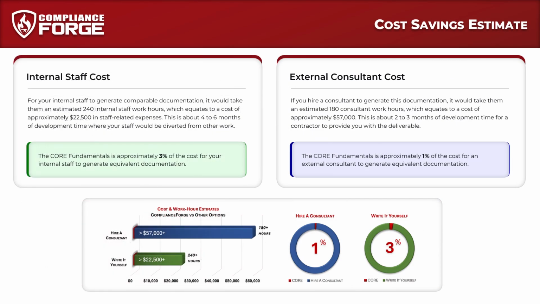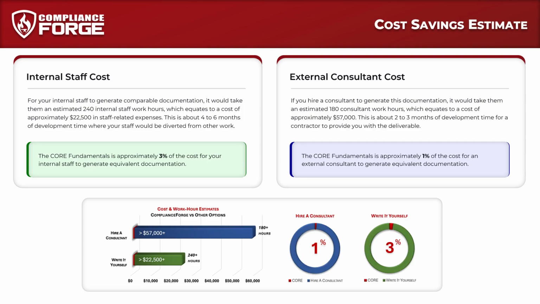Now compare that against the 2 alternatives for obtaining quality cybersecurity documentation. For your internal staff to generate comparable documentation, it would take them an estimated 240 internal staff work hours, which equates to a cost of approximately $22,500 in staff-related expenses. That is about 4 to 6 months of development time.